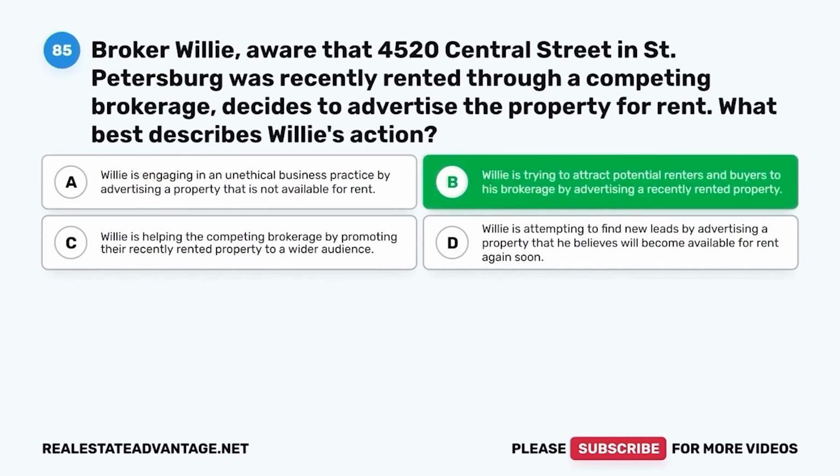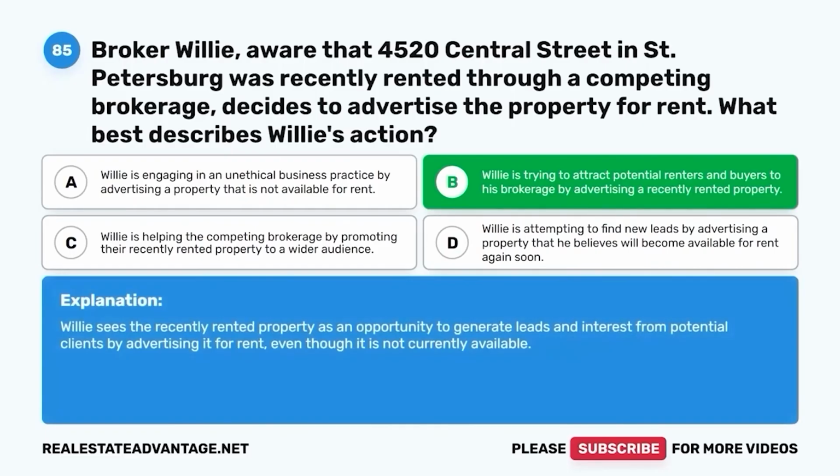Willie is trying to attract potential renters and buyers to his brokerage by advertising a recently rented property. Willie sees the recently rented property as an opportunity to generate leads and interest from potential clients by advertising it for rent, even though it is not currently available.